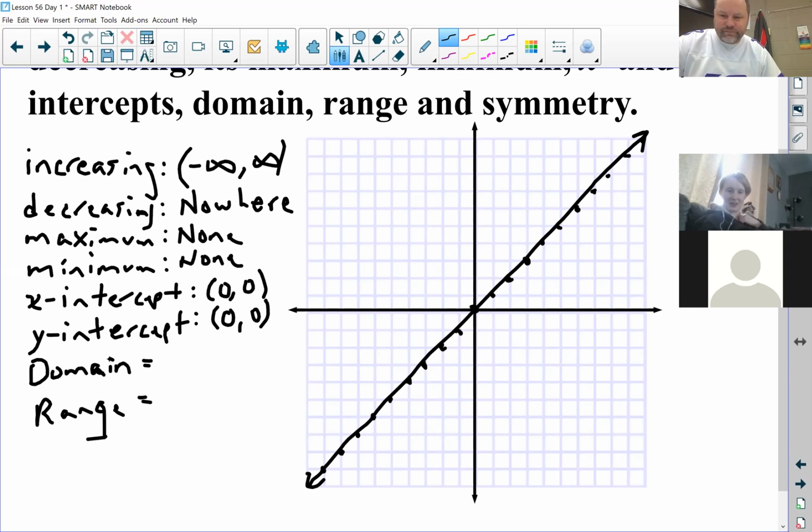Domain, I think, is all numbers. Yep, infinite. You could write all real numbers, or you could use the same interval notation that we used for where it's increasing. So you could say negative infinity to positive infinity, or you could write out all real numbers.